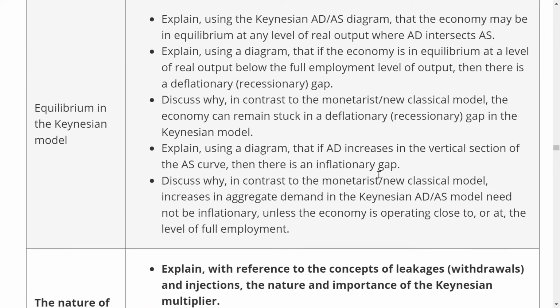Very good. Muy bien. Next, we have the equilibrium in the Keynesian model. Once again, in the Keynesian model, every point along the aggregate supply curve could be in the long run, which means that when the economy is in recession, it could be in recession in the long term, and the factors of production and the market may not be able to correct itself from being in a recession. That's basically the Keynesian view.